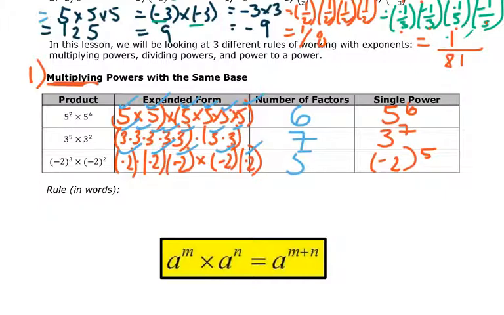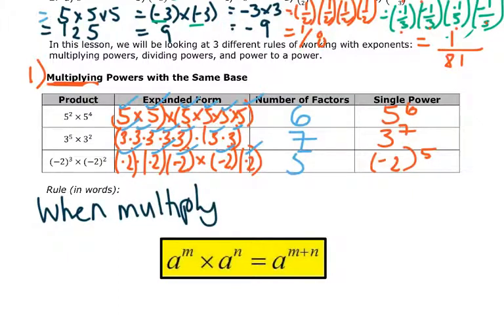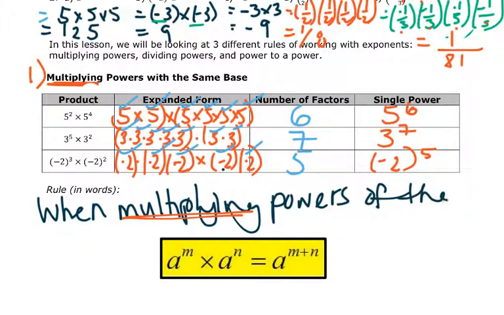We want shortcuts. Anytime that we can make a shortcut, we're going to do it. So the rule, when multiplying, and I'm going to underline that, when multiplying powers of the same base, what do we do with the exponents? We are going to add the exponents. Add the exponents.